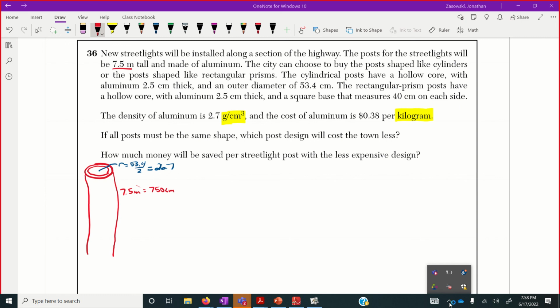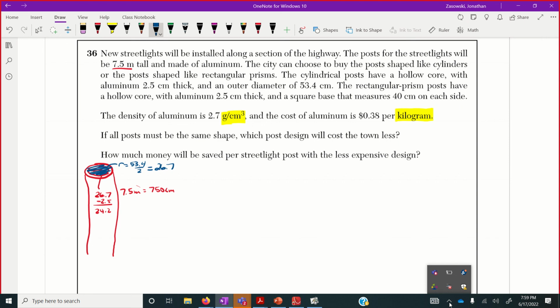So if this is 26.7, when we make a line to the inner radius, this inner one right here, it's 26.7 minus 2.5. So it's 24.2. So when you're calculating the volume of this to get the density, you have to do the volume of the outside piece and then the volume of the hole, right? And then subtract them and then go on to do the density and the weight and the money. So let's pretend for our purposes that this is a solid post. How about that? We won't worry about this part.